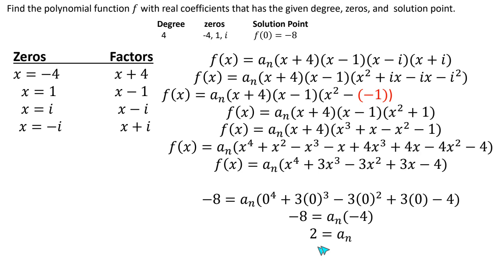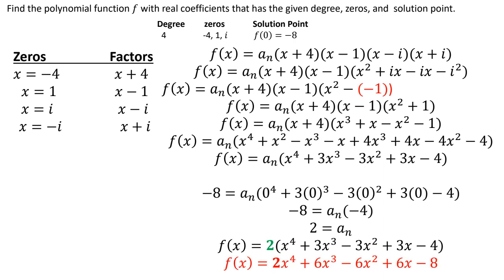Divide by negative 4, so we get 2. If I plug that in for a_n, we get this, and then last, we just multiply it out. So distribute the 2 into the parentheses, and then this would be our remaining answer. So that is how we would find the solution, the polynomial function.